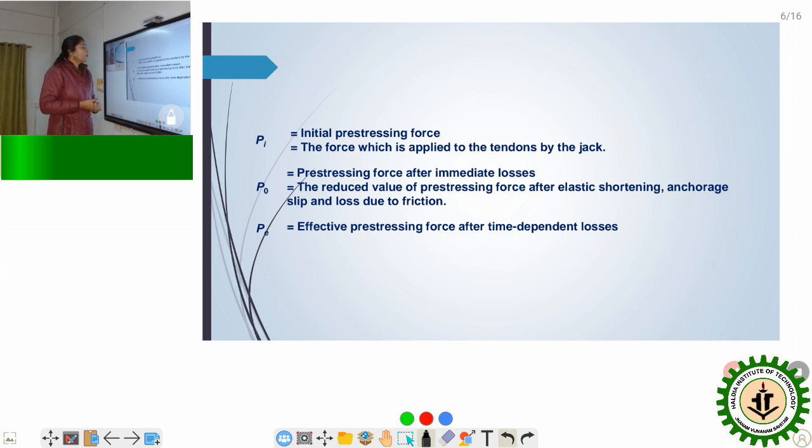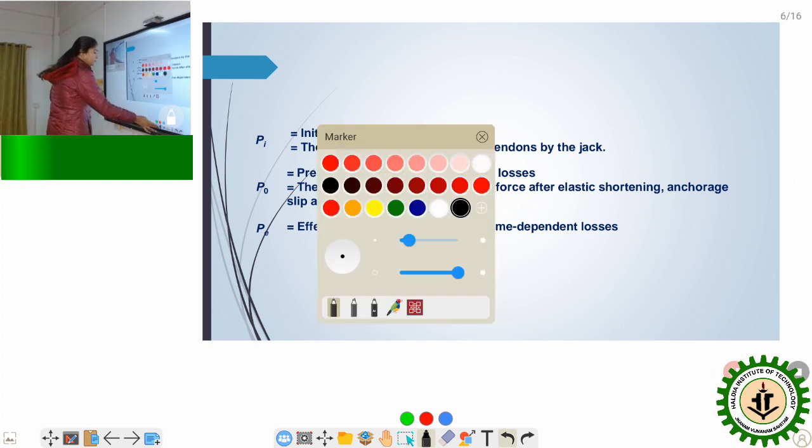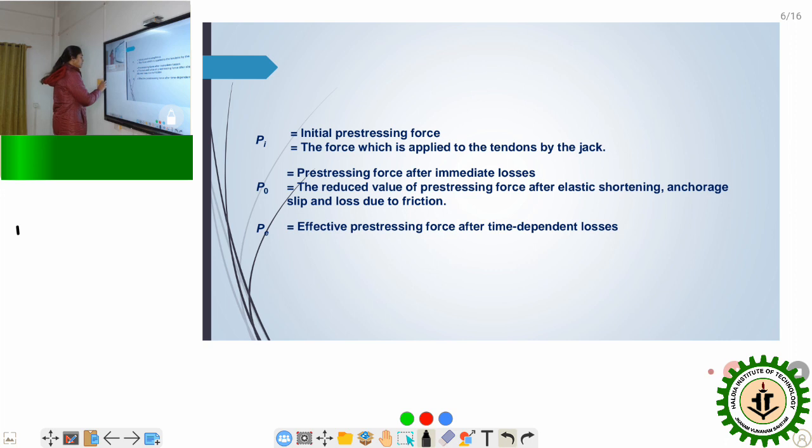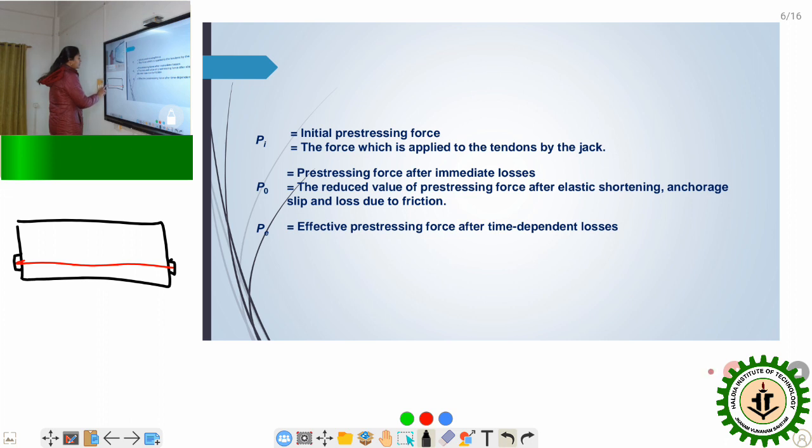So now we will be seeing some of the other notations which denote the pre-stressing force. So when we see a pre-stressed concrete member, it is basically seen like this. When we are giving a tensile force this way, this is the tendon.